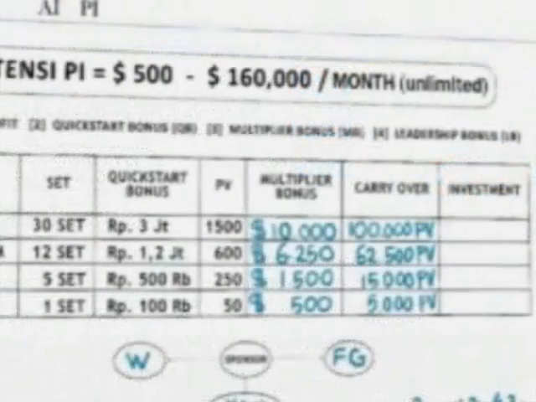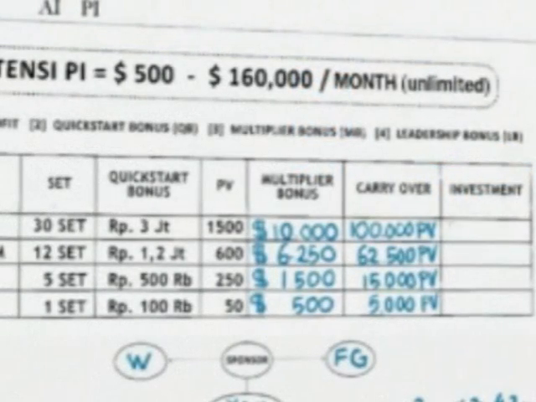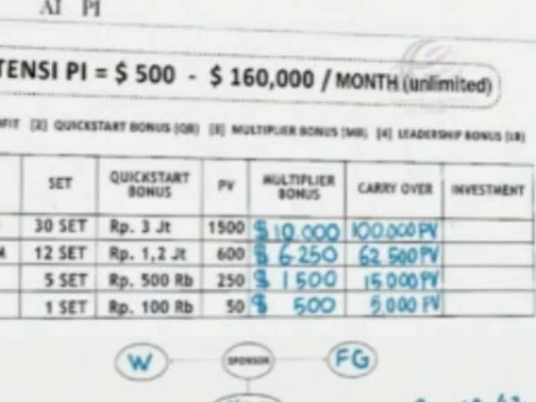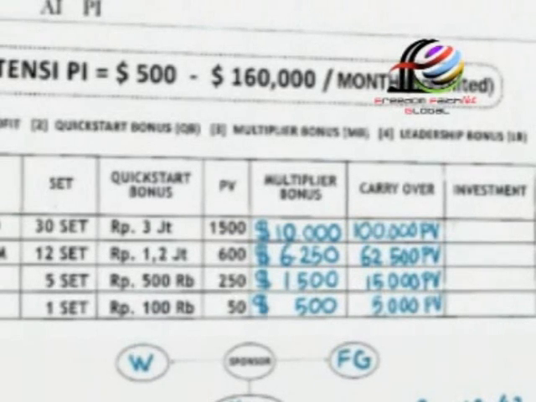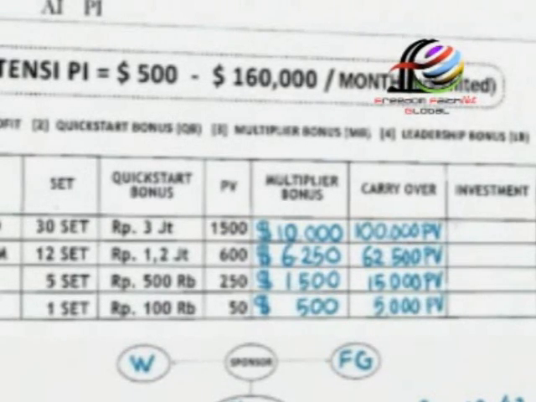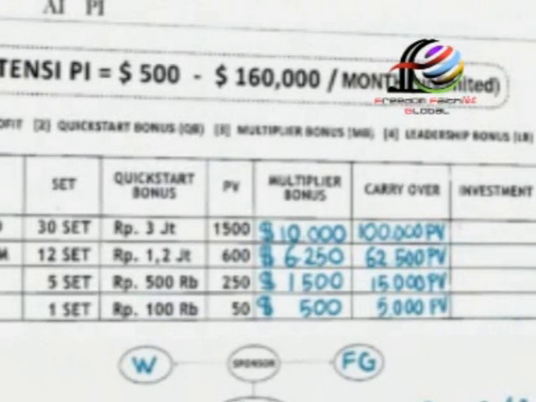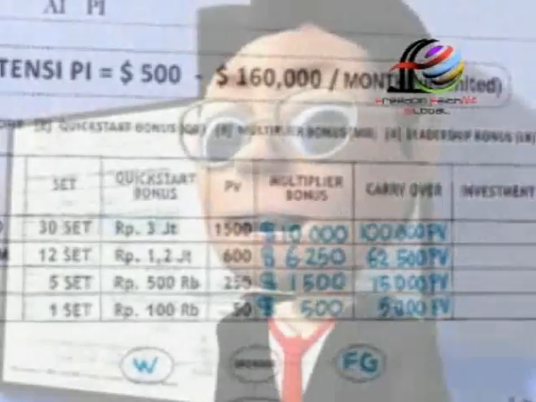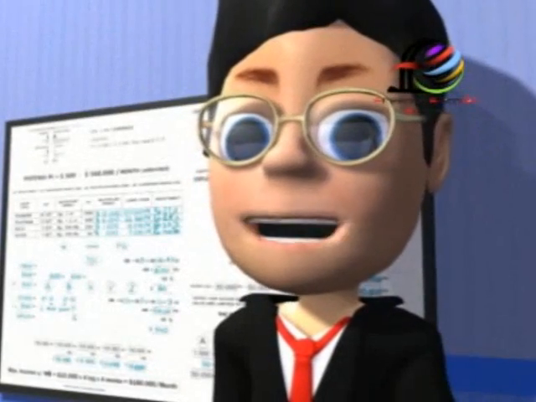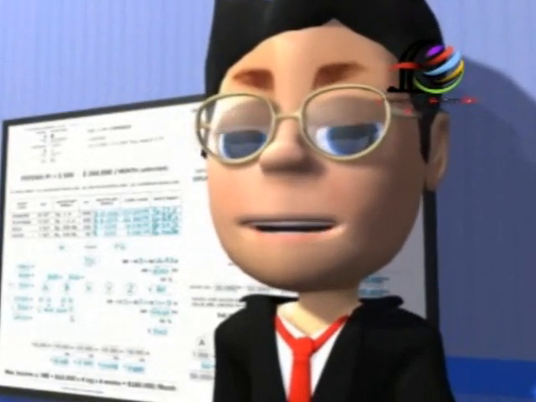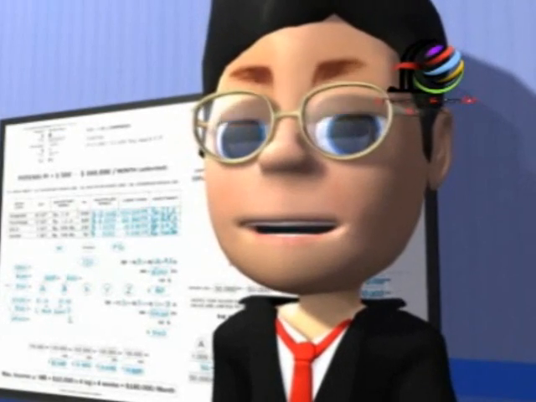Now we return to this table here. Notice that if you join as silver, then the carryover would not be 40,000 but only 5,000 PV. So you would lose a lot by joining as silver. You may now ask, what is silver and how much of an investment should I put in to join as silver?